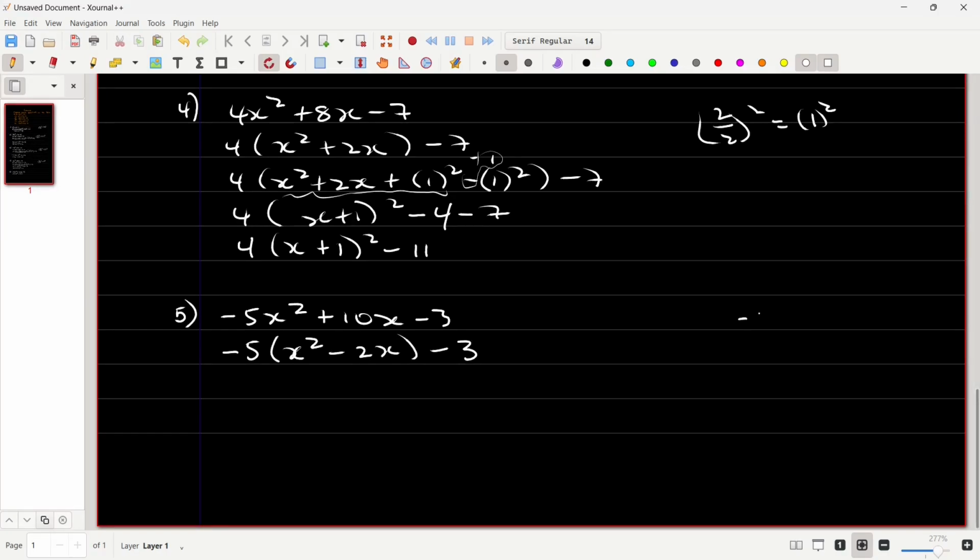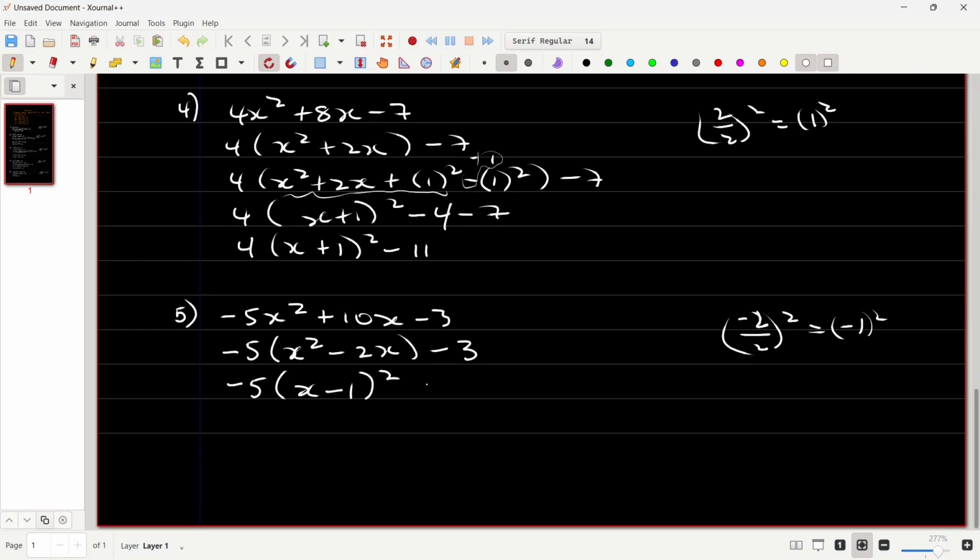Then I'm going to add and subtract. So this is negative 2 divided by 2 squared. I'm going to add and subtract negative 1 squared. So I know that right away, minus 5 into that inside of the bracket, when I substitute with this negative 1 squared, is going to give me a perfect square of x minus 1, close bracket, squared.